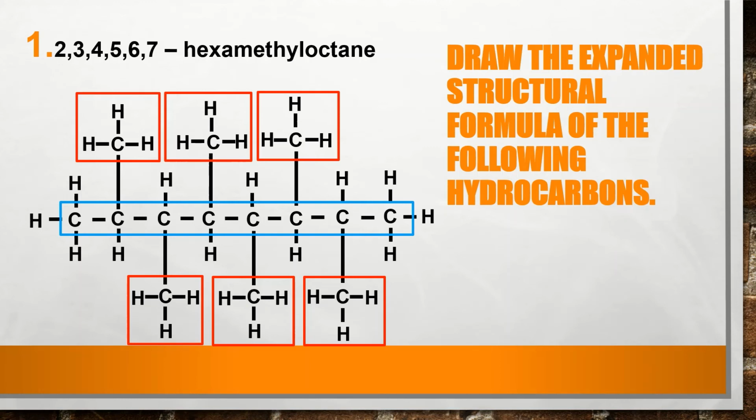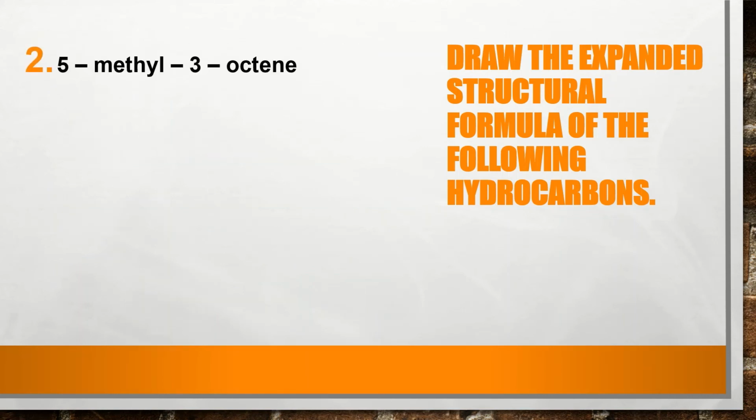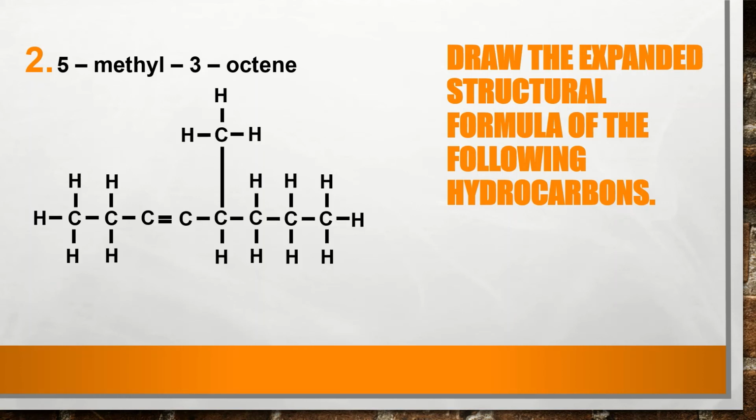That's why it is 2,3,4,5,6,7-hexamethyloctane. Let's have number 2. 5-methyl-3-octene. Are you done? Let's check. So this is the expanded structural formula of 5-methyl-3-octene. As you can see, the alkyl group attached here is methyl, and methyl is found at the 5th carbon in our parent chain starting from the left side.